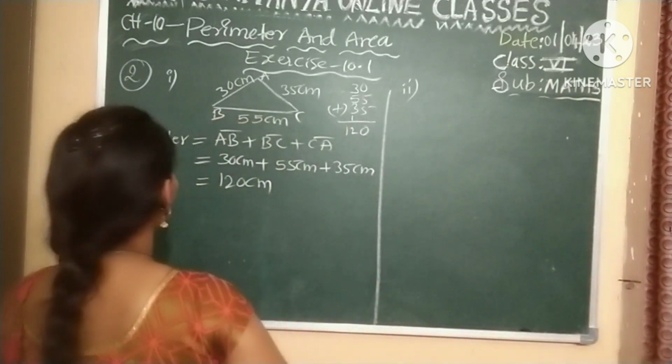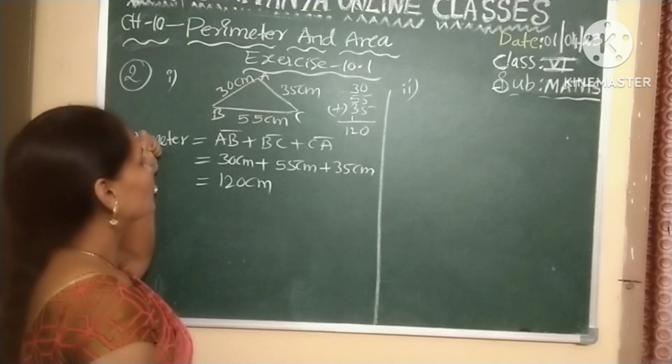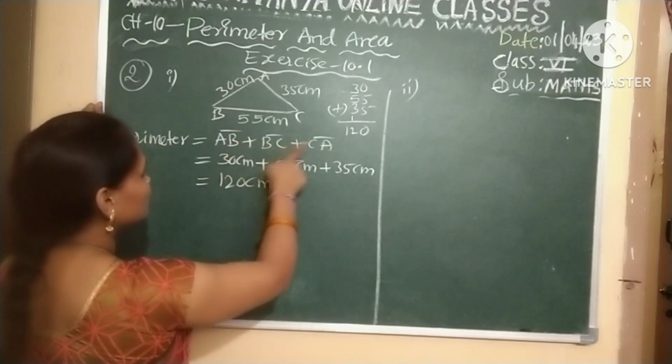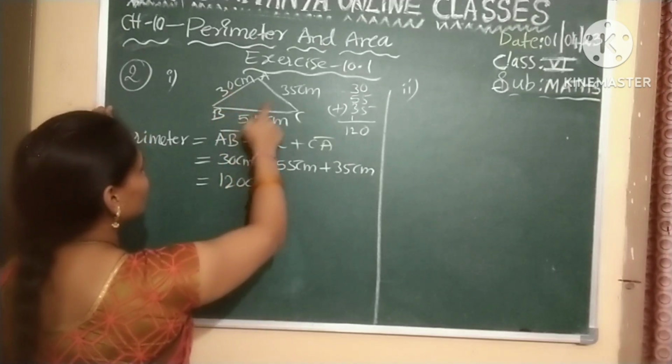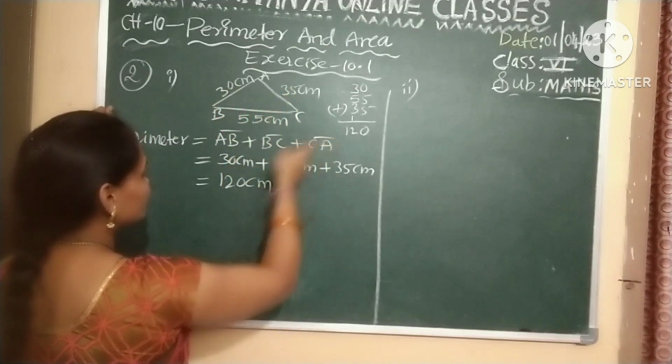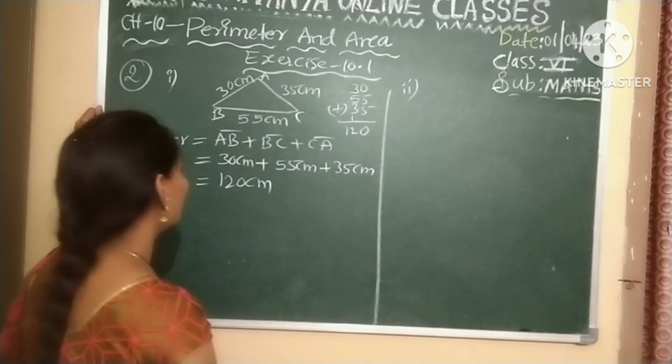Here the first figure given is a triangle. First we should find the perimeter of the triangle: AB plus BC plus CA. That is the formula. Whatever sides are given, I wrote them and did the sum also. So we got 120 centimeters as the perimeter of the triangle.